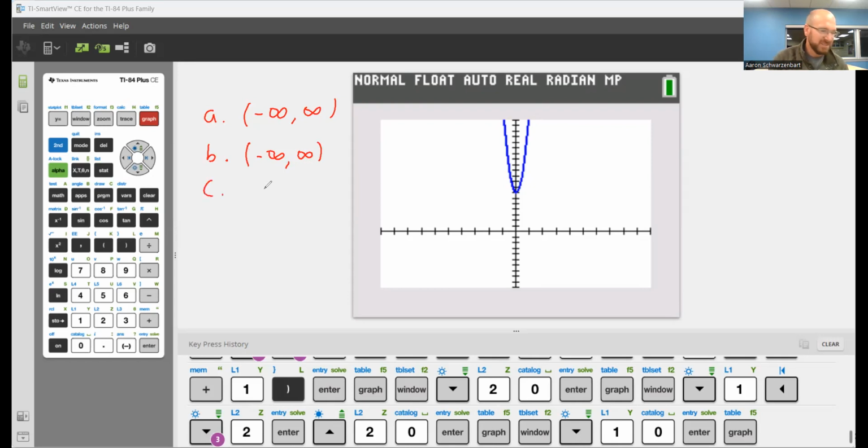C, when is it less than 0? Never. When is it less than or equal to 0? Never. We see that there is nothing that touches the x-axis or is ever below it. Okay? So yes, this is never less than or equal to 0.